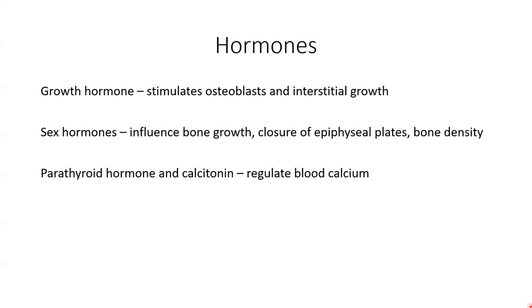We then have parathyroid hormone, as we just spoke about, and calcitonin, which regulate the levels of calcium in the blood. So parathyroid hormone is released when blood calcium levels drop. It stimulates osteoclast activity, breaking down the bone extracellular matrix to return the calcium to the blood. Calcitonin is released in response to high levels of calcium in the blood, and it inhibits the activity of osteoclasts so that calcium remains in the bone.